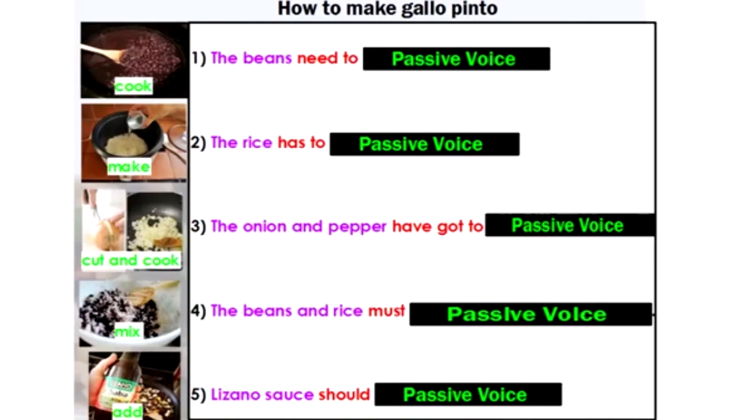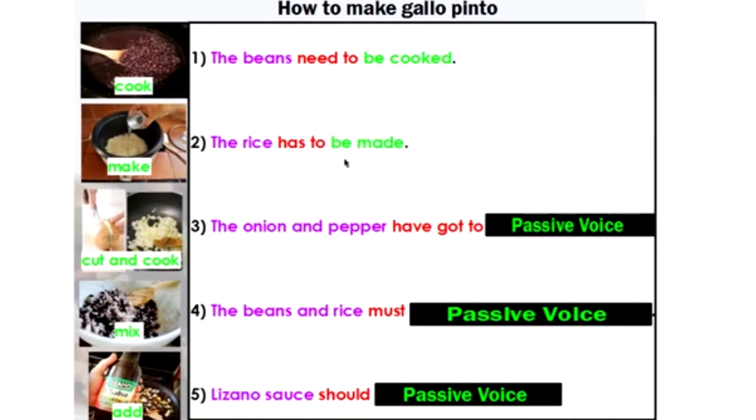Very good. So let's practice. So how to make gallo pinto? Well, the first thing we remember is that the beans need to be cooked. Okay? The modal, be, and the past participle. Very good. Next is the rice. So, the rice has to be made. Again, the modal has to be in the base form and my past participle made.